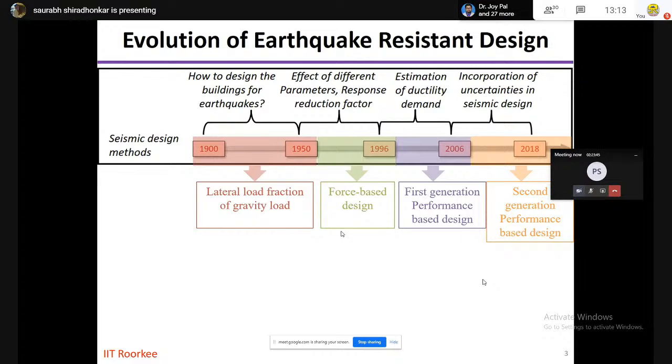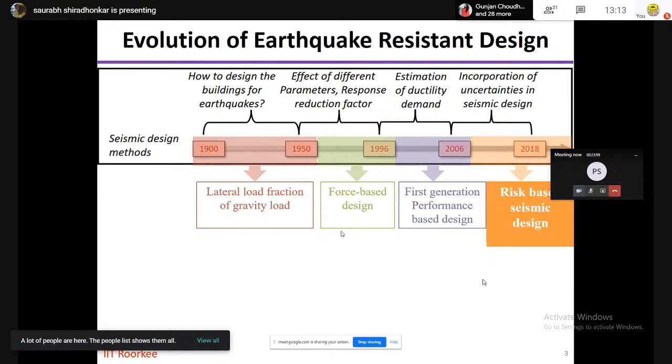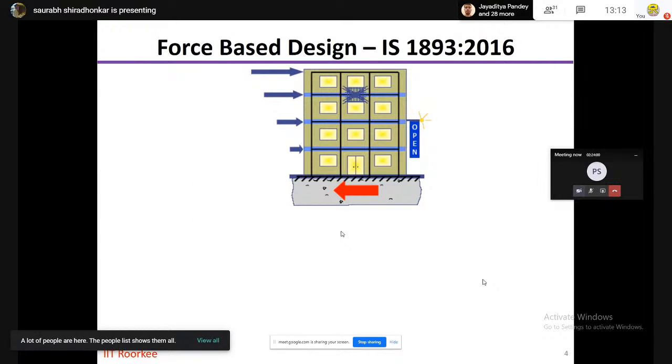So to address that, there is now a need for second generation performance-based design. And this whole second generation performance-based design is based on the concept of risk. That is why the study of risk is important. Before moving to risk-based design, I'll quickly run through force-based design and performance-based design.